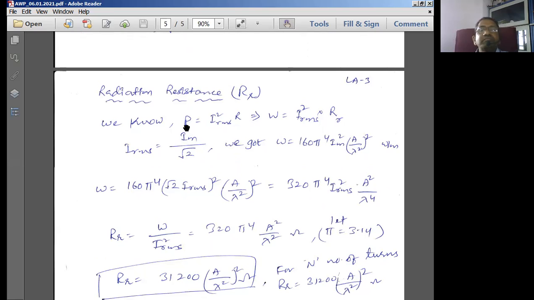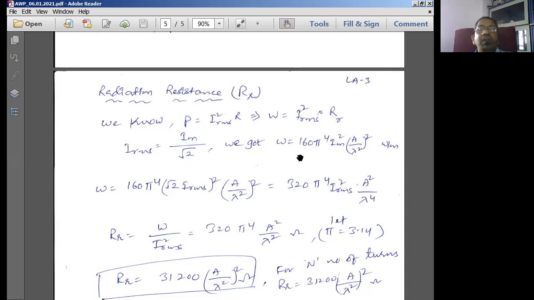So this total power, I can represent as W, from the previous discussion, is equal to I_RMS square into R, where R is nothing but the radiation resistance. So I can take this as R_R. Now we know from electrical technology that the I_RMS value of the current is equal to Im by root 2.